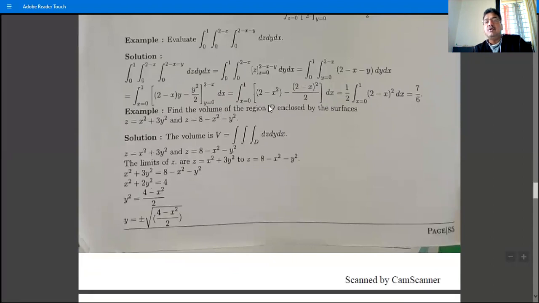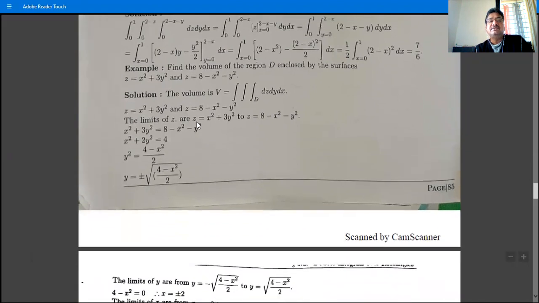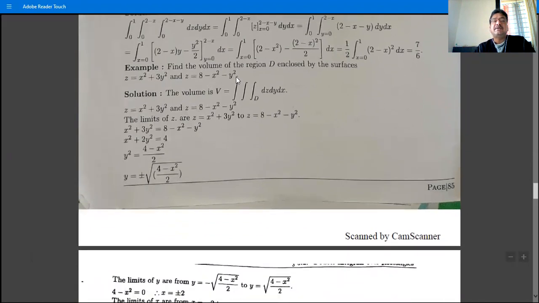Find the volume of the region D enclosed by the surfaces. This is z is equal to x square plus 3y square, and z is equal to 8 minus x square minus y square. So volume, the formula for volume is integration over the region D, dz, dy, dx, or dx, dy, dz, any sequence. So z is x square plus 3y square, and z is this. So the limits of z are these, this is the lower limit, this is the upper limit.